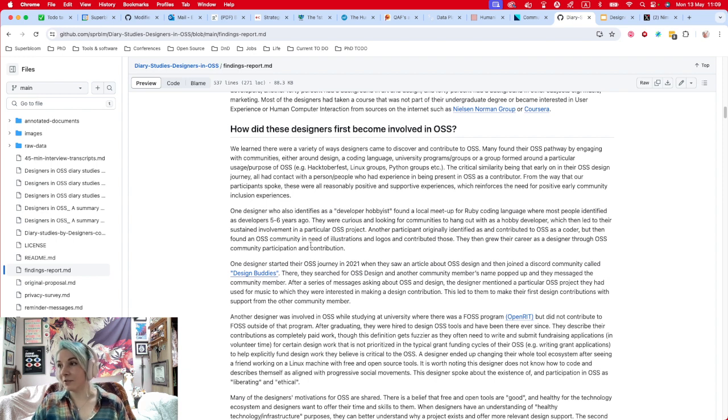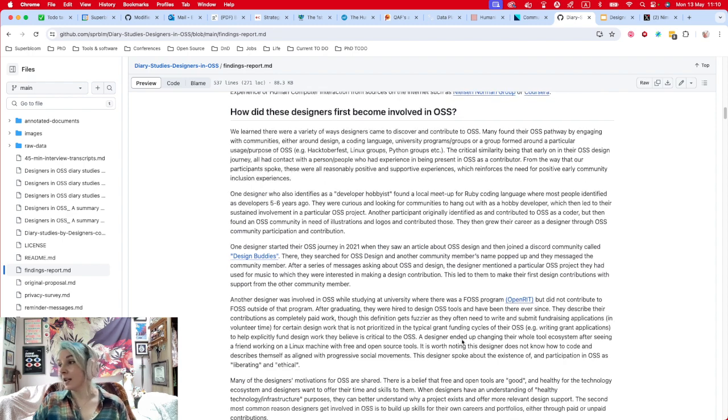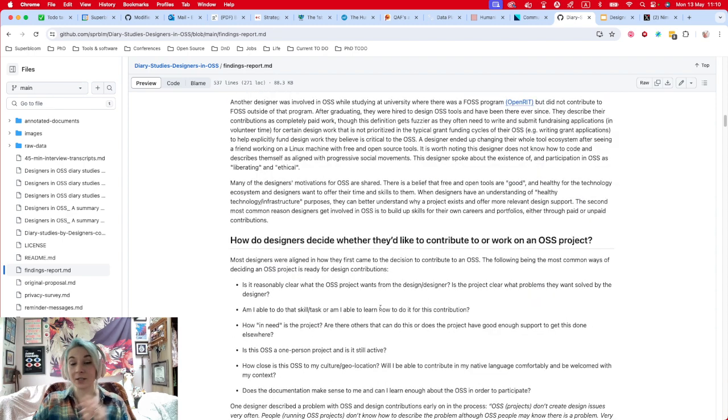So how did designers first become involved? There's some really interesting mapping that can be done about different entryway organizations for designers into open source. Some people arrived as a designer in open source through learning coding languages like Ruby. Some came through design communities like design buddies. Some people came through academic programs from institutions like OpenRIT at the Rochester Institute of Technology. So there are a number of different ways that designers entered into open source.